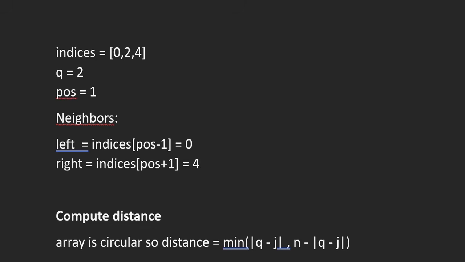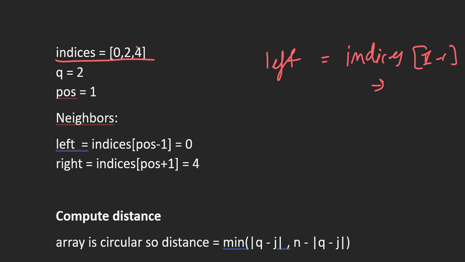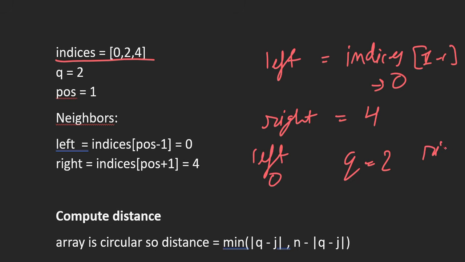Now what we'll do is we'll find the left index, that is, in the indices array, indices of position minus 1. Position minus 1, that is 1 minus 1, that is 0. Indices of 0 is storing index 0, so the left index is 0. Similarly, the right index is indices of position plus 1, that is 4. So our query is equal to 2, our left index is 0, our right index is 4.